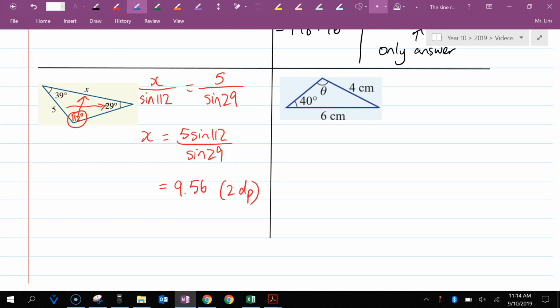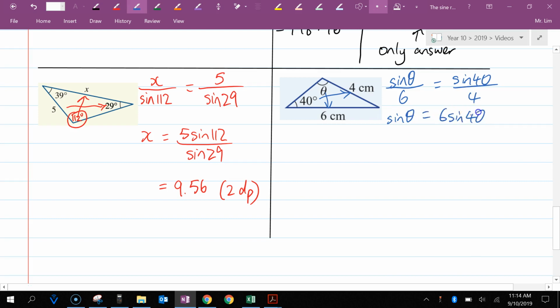Okay, here we've got two angles, two sides. So use the sine rule. These two are opposite each other, these two are opposite each other. We're finding an angle, so we put the angle at the top. Sine of theta over the opposite side, 6, is equal to sine of 40 over the opposite side, 4. Therefore, sine of theta has to equal 6 sine 40 over 4. And so theta has to equal the inverse sine or arc sine of 6 sine 40 over 4.